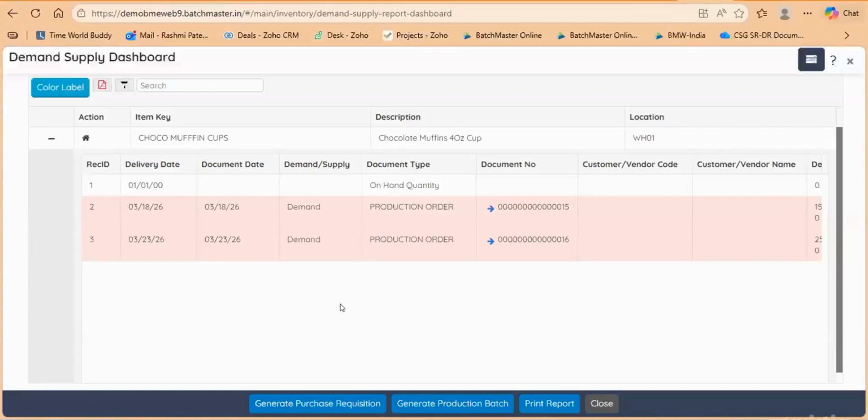So altogether, these tools give the planners and the buyers the flexibility to make confident decisions, streamline the operations, and ensure that the customer demand is really met on time.